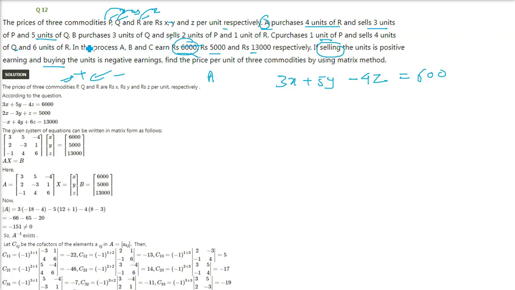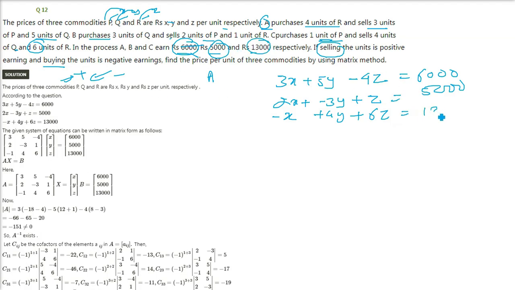Now the second equation. B purchases, for B I am writing 3 units of Q. So first of all, whenever it is purchasing, you have to write it in negative 3y. And sells 2 units of P, so 2x, and then 1 unit of R plus Z equals, what is the amount? 5,000. Third one, I am talking about C now. C purchases 1 unit of P, so negative x, and 4 units of Q and 6 units of R, so 4y and 6z. This is equal to 13,000.